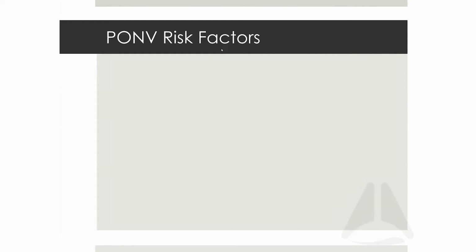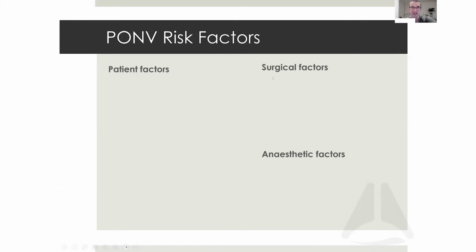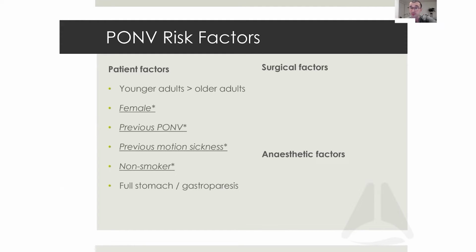Someone said young female in the chat. Yep, that is actually. So those are some of the risk factors. So patient factors, surgical factors, and anesthetic factors. From a patient perspective, younger adults are more likely than older adults because they're more sensitive to the things that cause nausea. Females are more sensitive than males. If you've had a previous history of postoperative nausea and vomiting or previous motion sickness, that's a really good predictor of experiencing that in the future, as well as if you're a non-smoker. And that's because you're more sensitive to some of those stimuli that cause nausea. And then lastly, if you've got a full stomach or gastroparesis, whether it's as a result of type 2 diabetes or excessive opioid use, that can also precipitate this issue.